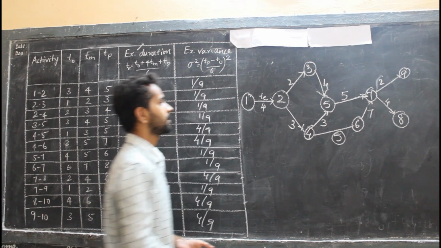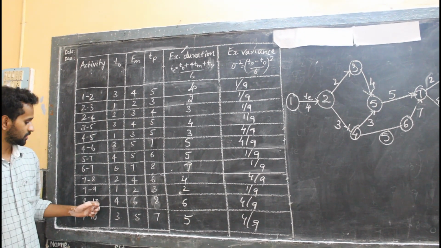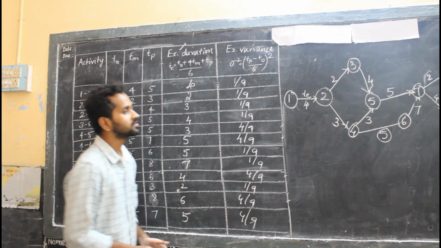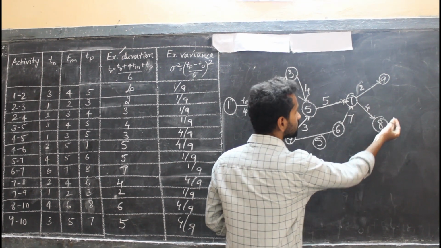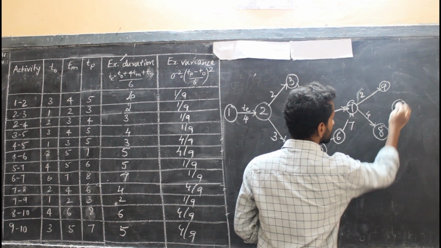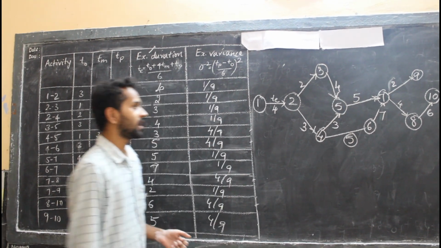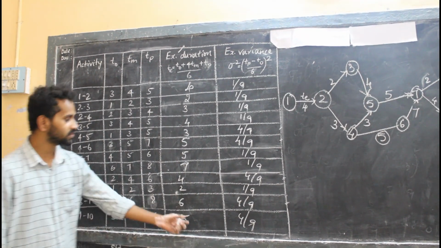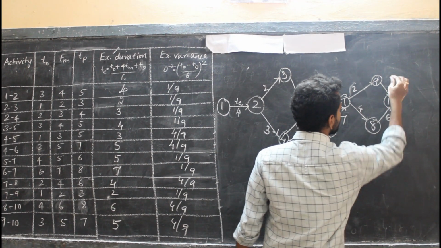And next one, previous class, 8 to 10 is my next activity with a 6 weeks time. So that means 10 will be my new event. 8 to 10 will be with the 6 weeks of duration. And the last one is 9 to 10 with 5 weeks of duration.